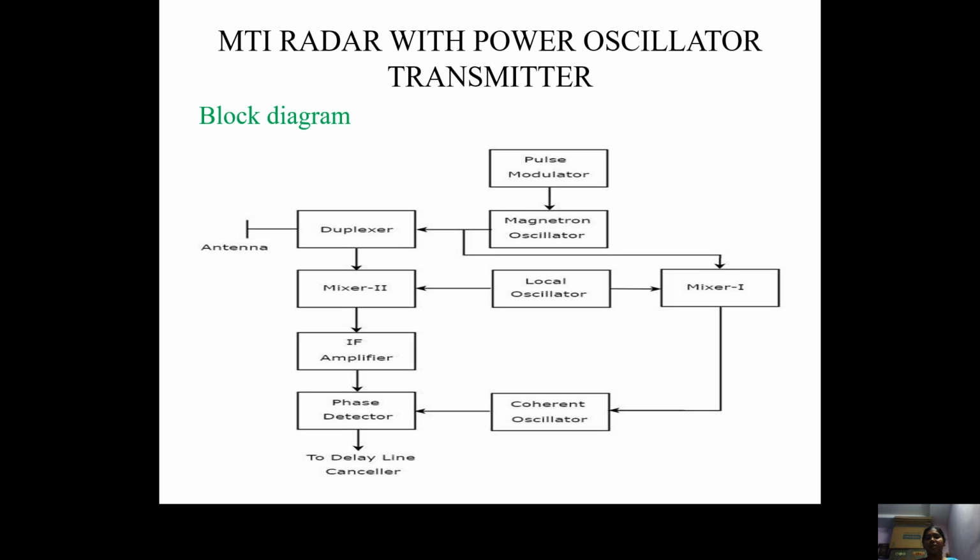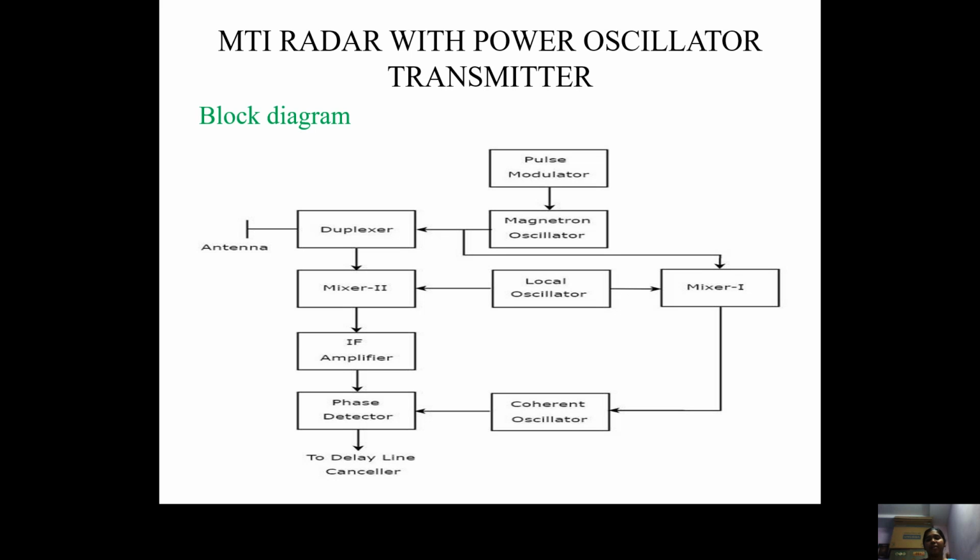So this magnetron oscillator's frequency will be locked with the intermediate frequency which is available in the receiver section, and the same locked frequency is applied to the phase detector to obtain the Doppler shifted frequency signal at the end. Now, if we look at the operation of this MTI radar with power oscillator transmitter, let us start with the local oscillator.